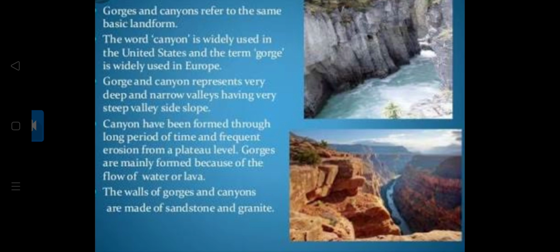Now, when I spoke to you about gorges and canyons, just look at the picture. Where are they found? What does the word canyon mean? And where is this terminology used? Gorges and canyons refer to the same basic landform. The word canyon is widely used in the United States and gorge is widely used in Europe. This is the difference. Gorge and canyon represent very deep and narrow valleys having very steep valley side slopes. Canyons have been formed through a long period of time and frequent erosion from a plateau level.